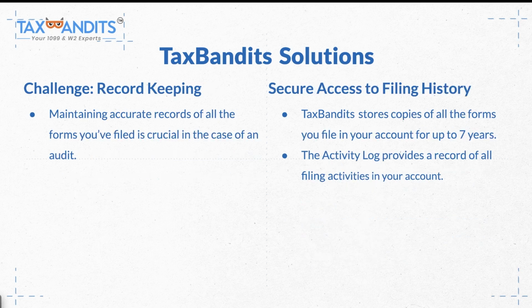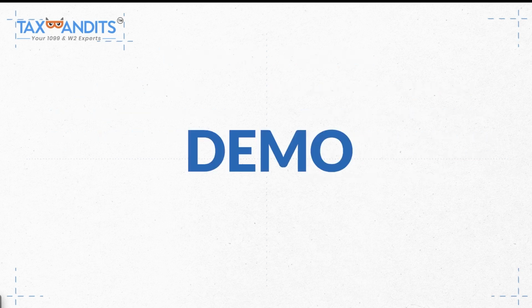Record keeping is also a big issue that we hear about on support, and maintaining accurate records of all the forms you filed is crucial in case of an audit. With TaxBandits, you store all copies of the forms you file in your account for up to 7 years. The activity log provides a record of all filing activities in your account. I'm going to go ahead and show you a quick demo for the 1099 flow, and I'll be right back.